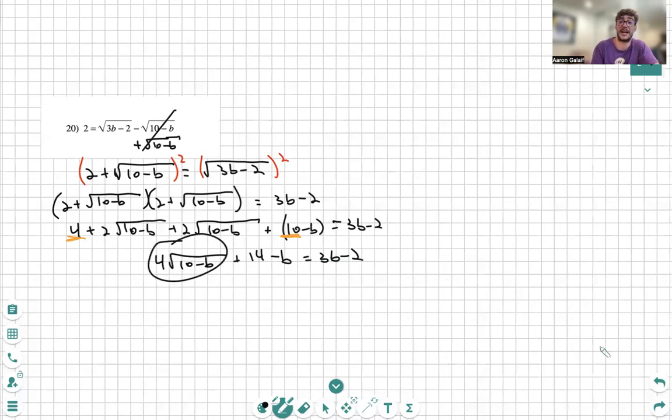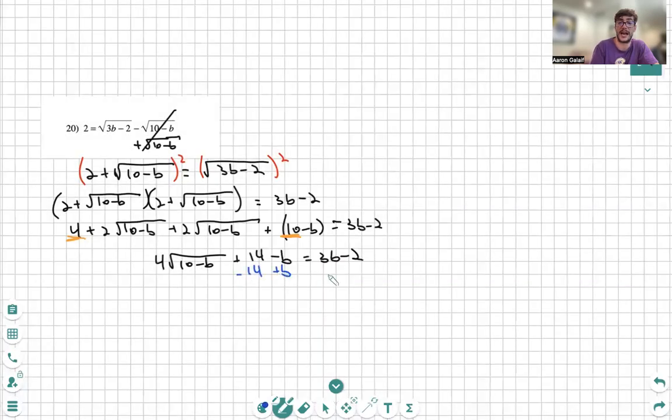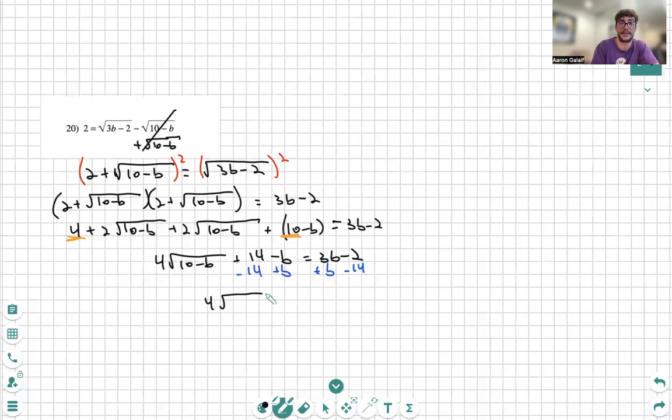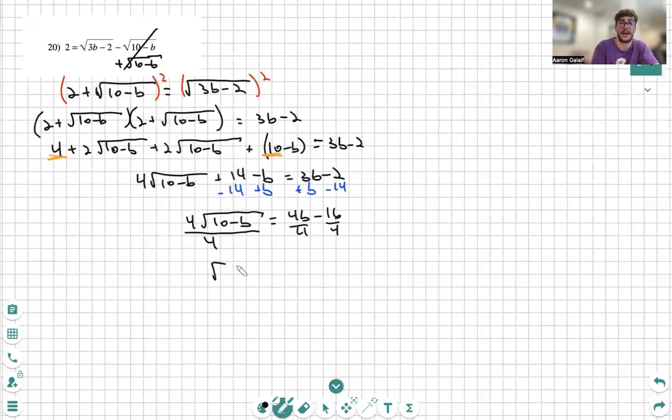Now I just need to get this square root completely by itself and we can continue. I'm going to subtract my 14 and add my b. Make sure you put them in the correct spots. We're going to rewrite our cleaned up step at this point. 10 minus b is equal to 4b minus 16. We will then get this square root all by itself by dividing everything by 4. We now have square root of 10 minus b is equal to b minus 4.